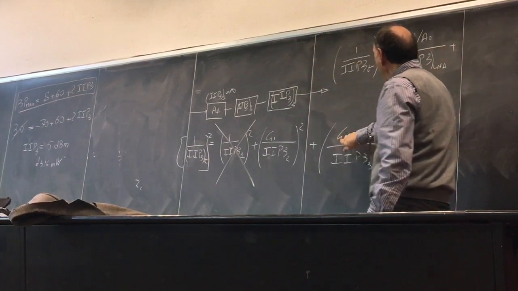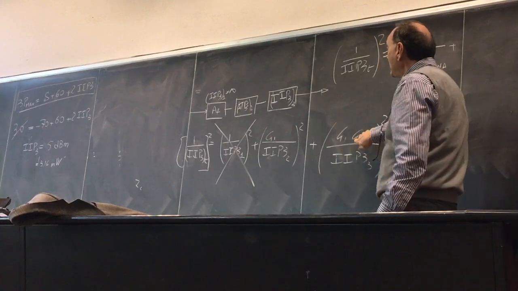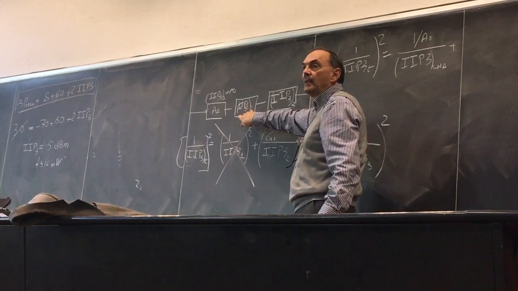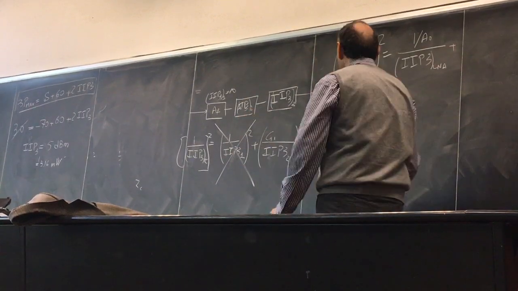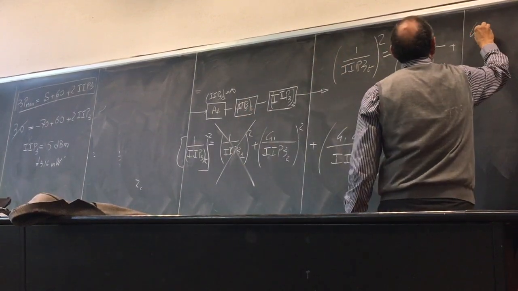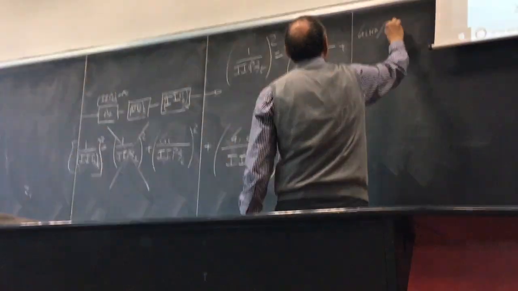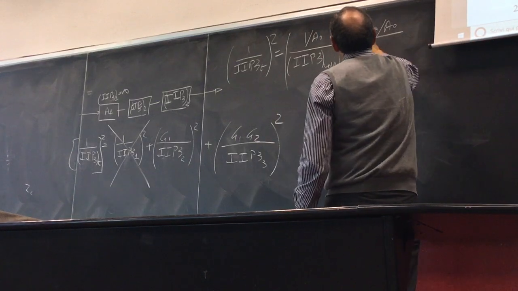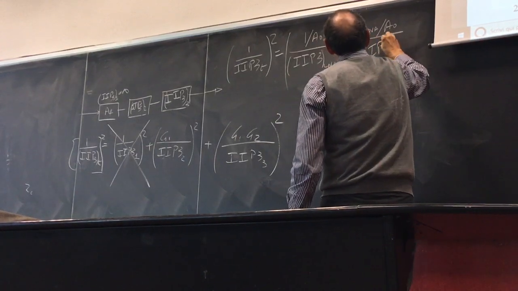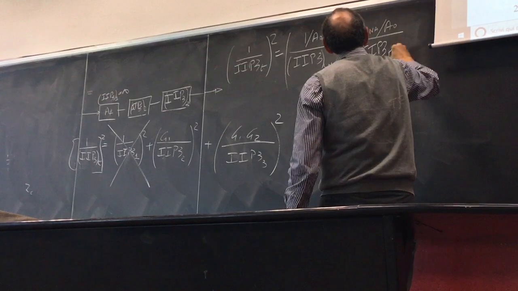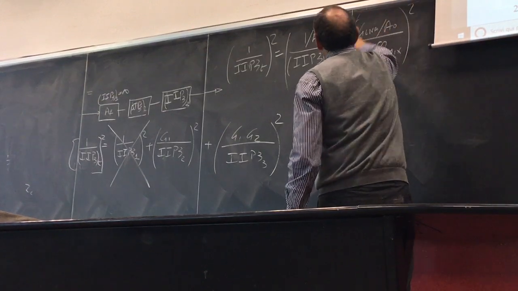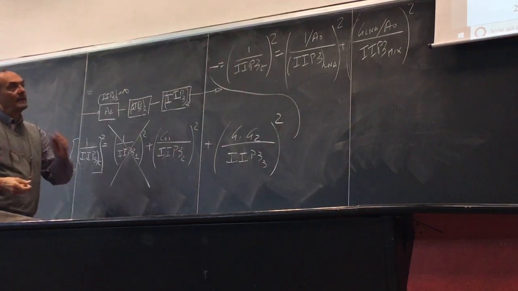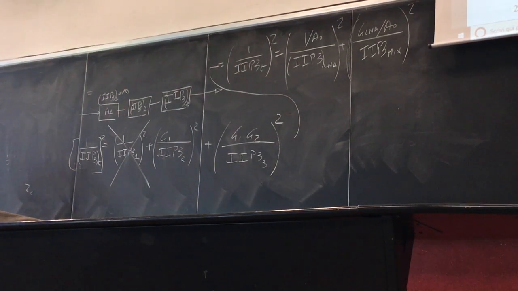Plus, here we have the product of G1 times G2. G2 is the gain of the low noise amplifier. And then we get G_LNA divided by A0, all this squared, divided by IP3 of the mixer. And this is our equation for the cascade of blocks.